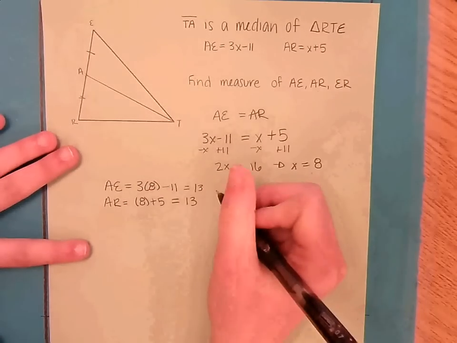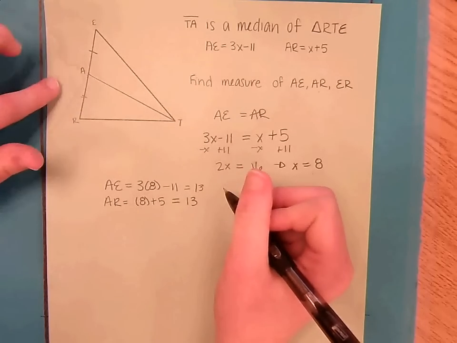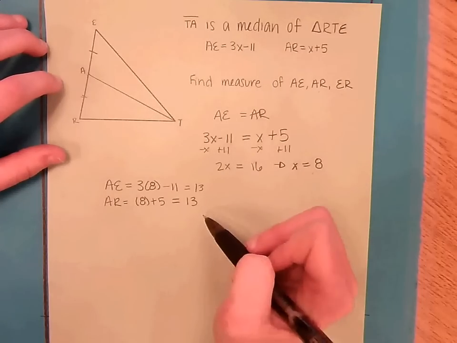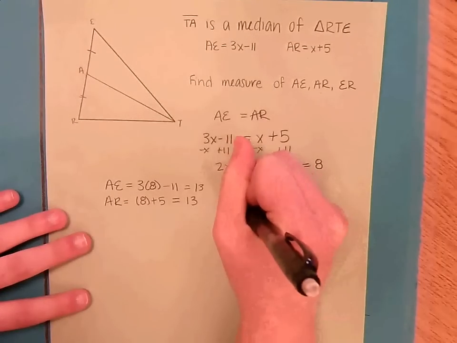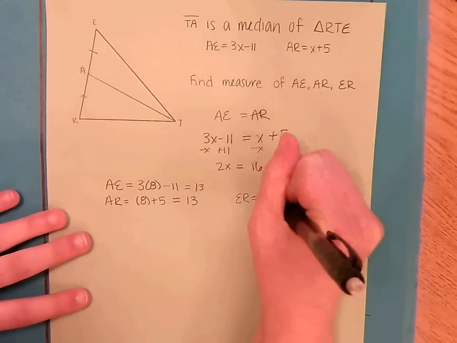It makes sense because the median splits the opposite side in half. So both of these should be the same length, and they are. And we just proved that. So now we're going to do the whole side. ER equals AE plus AR.